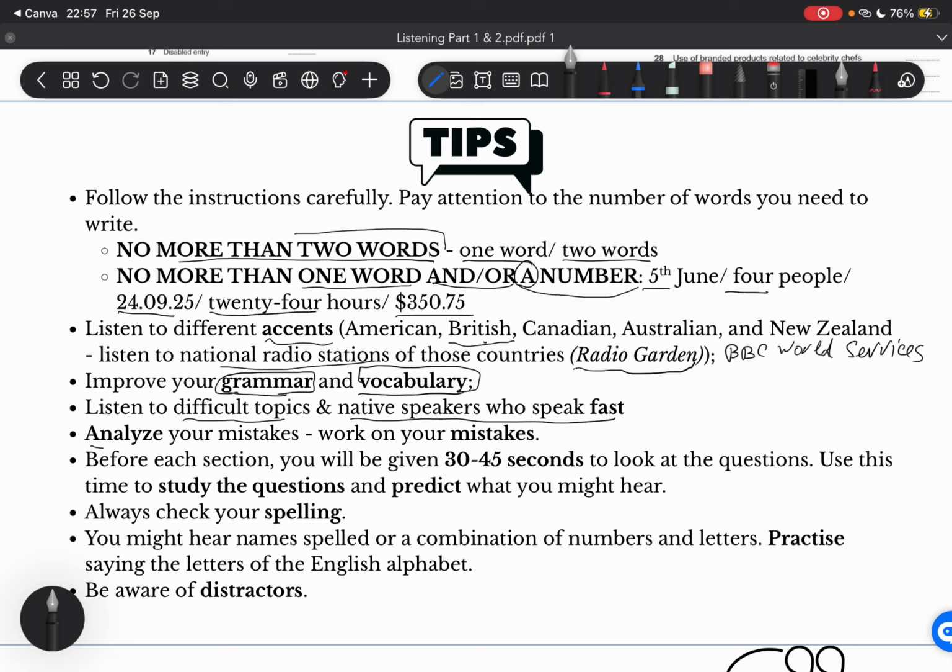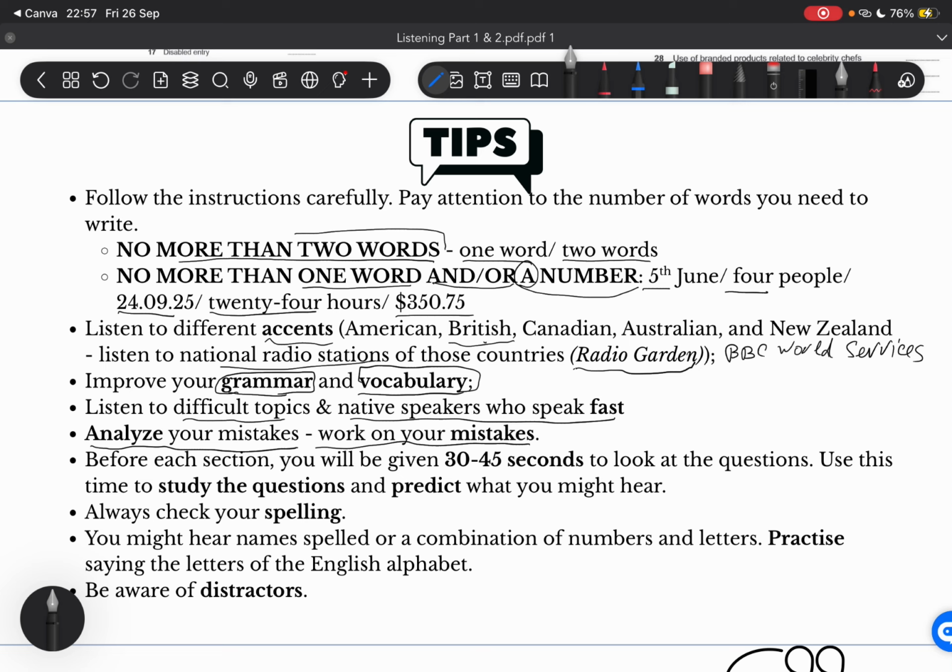And next, you have to analyze your mistakes. So it's very important that you do practice tests, and then when you get some mistakes, you work on them. You analyze them, why you made them, what kind of question you make mistakes a lot in, and so on.